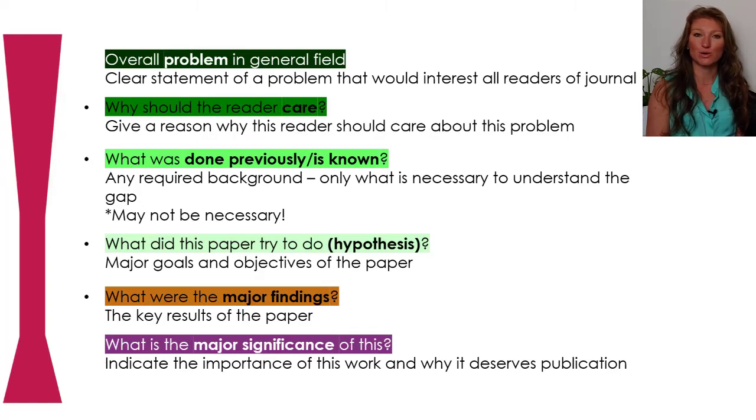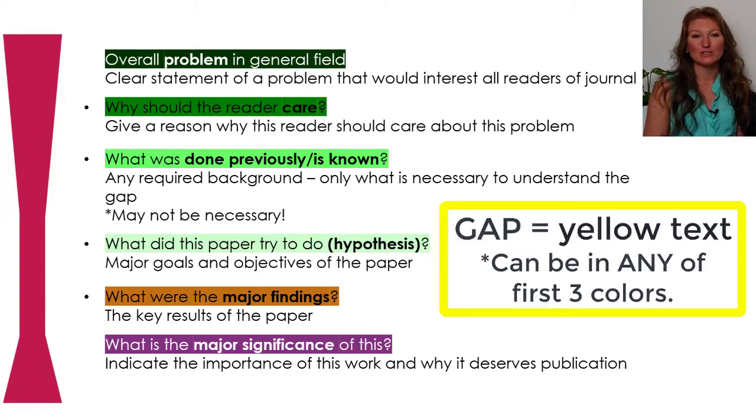So this is a very important sentence to include, and we will talk about it further as we go through the breakdowns and writing. And then finally, what's not fitting directly into one of these categories, and I can show you why shortly, is going to be the gap. So anything that I color in yellow text in an abstract is going to be an explicit statement of a gap in the field that your research is seeking to address.